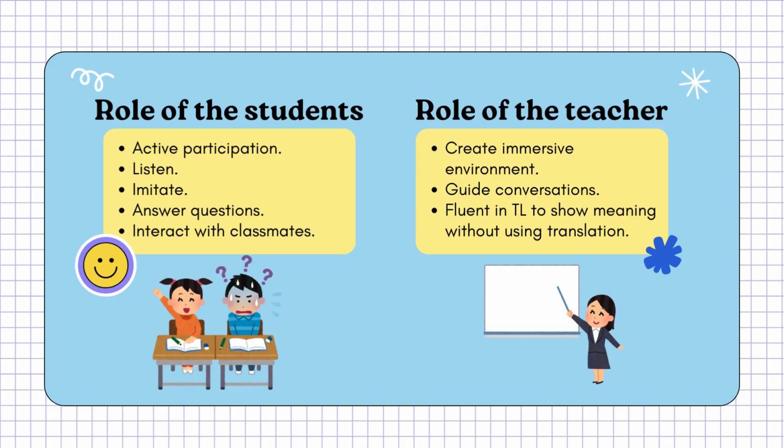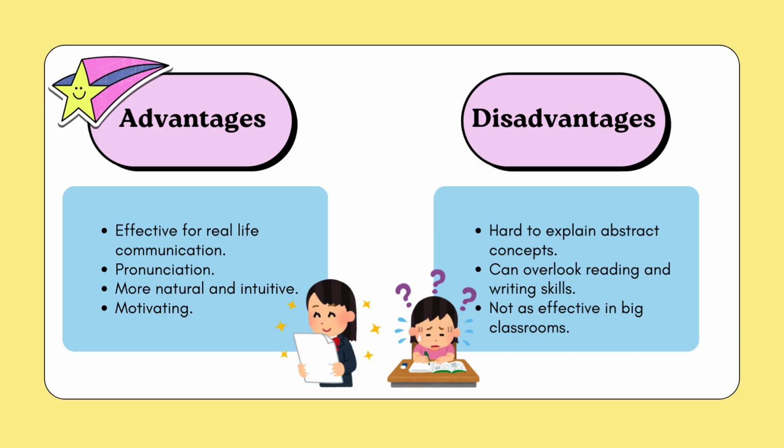Now we have the role of the students: active participation, listen, imitate, answer questions, interact with classmates. And the role of the teacher is to create an immersive environment, guide conversation, and be fluent in the target language to show meaning without using translation. Now let's talk about the advantages and disadvantages of the direct method.